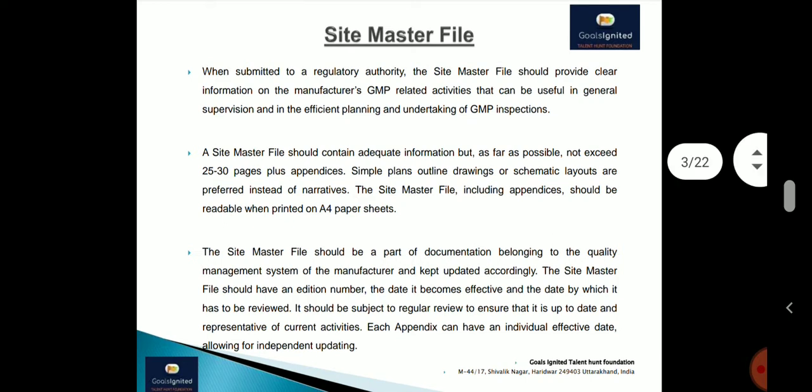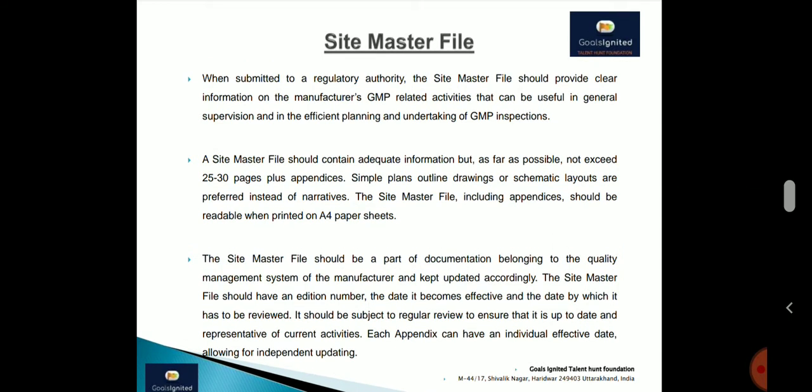When submitted to a regulatory authority, the site master file should provide clear information on the manufacturer's GMP related activities that can be useful in general supervision and the efficient planning and undertaking of GMP inspections. A site master file should also contain adequate information, but as far as possible not exceed 25 to 30 pages. The ideal site master file should not be more than 30 pages, plus appendices as extra. Simple plans, outline drawings or schematic layouts should all be accommodated in 30 pages plus appendices.